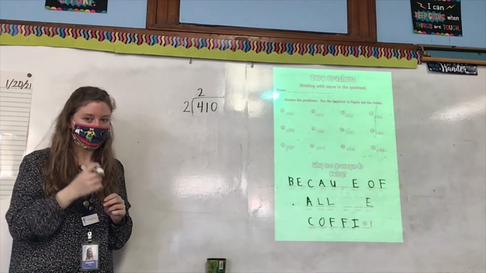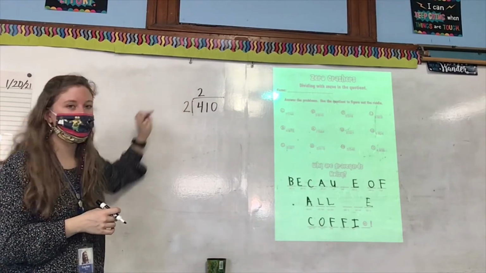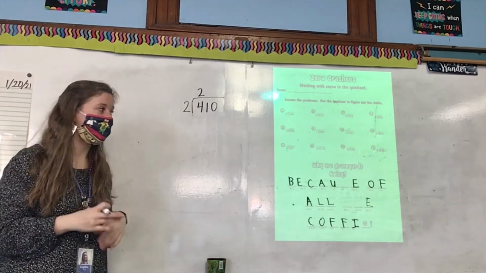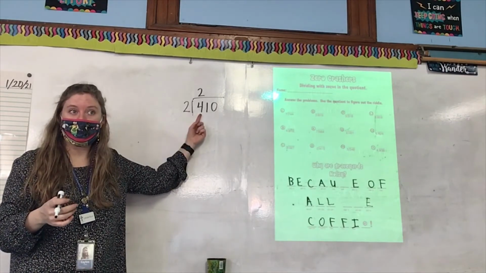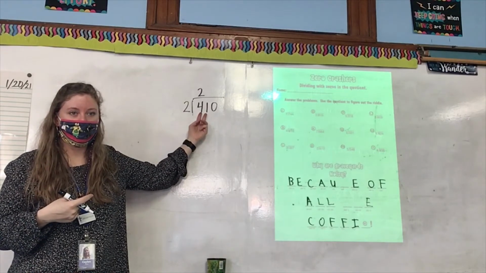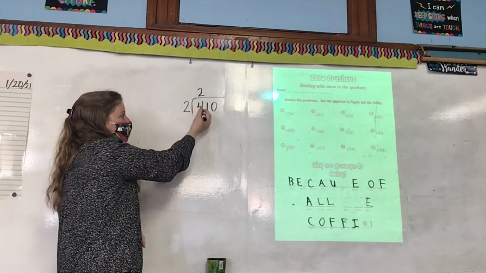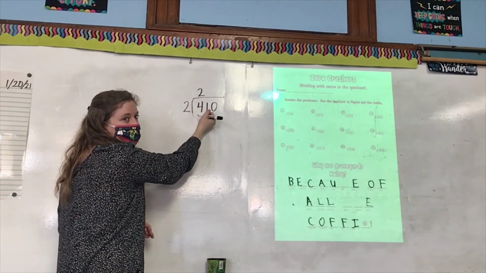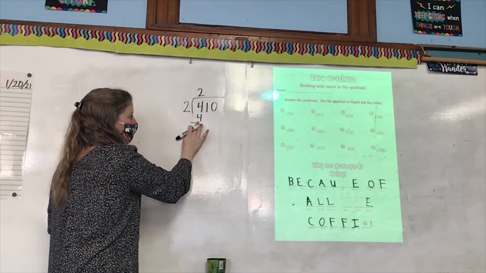2 times 2. We multiply the digit we just got by our divisor. 2 times 2 is 4. Now to line this up correctly, we need to figure out what we're working with. Are we working with 4 or 41, Cullen? 4. So the answer to our multiplication, 2 times 2, which is 4, goes underneath only the digit we're working with.